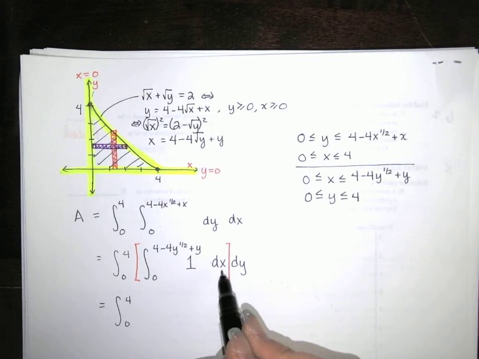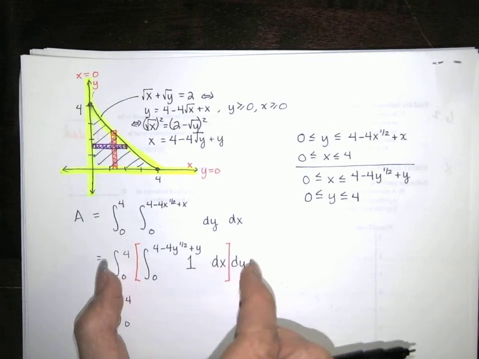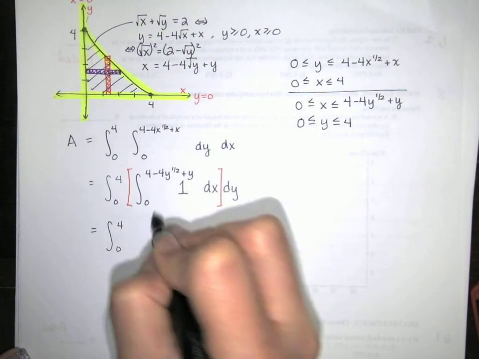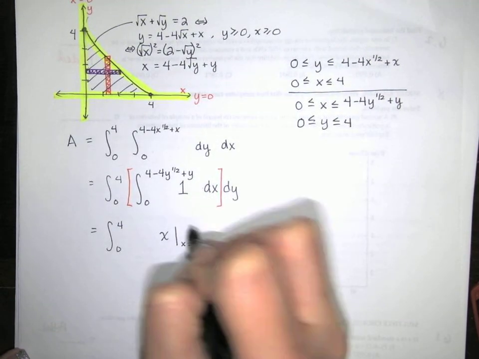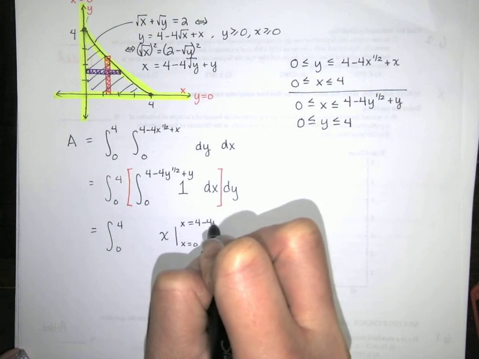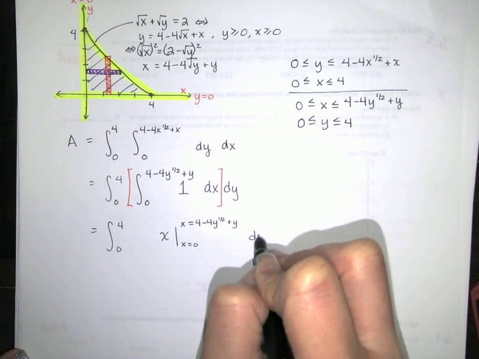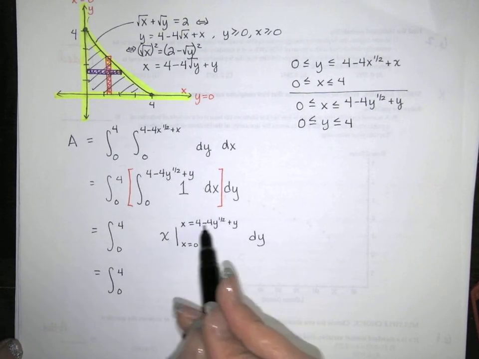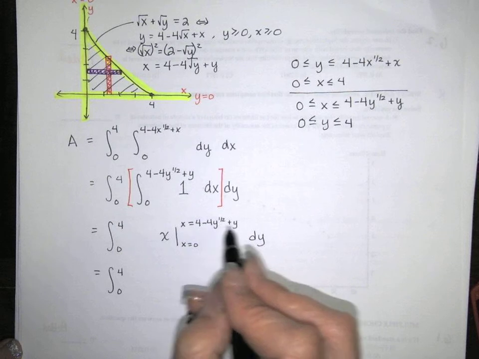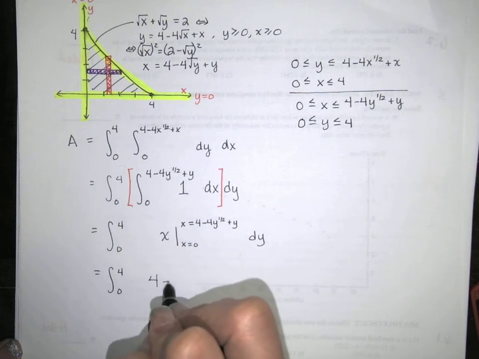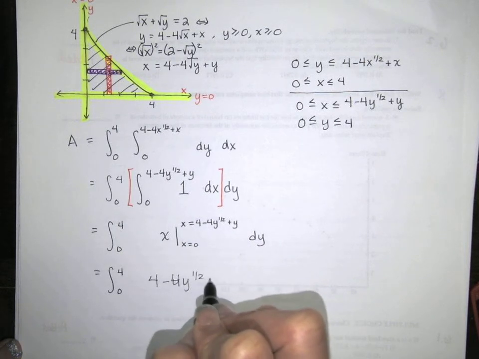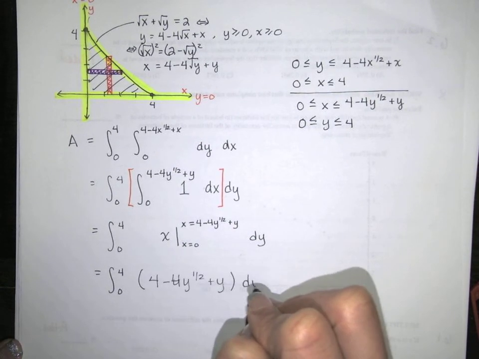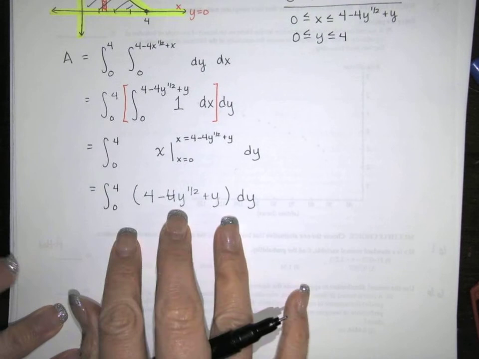We integrate 1 with respect to x. You always work on the inside first and work your way out. The integral of 1 with respect to x is x, and we're evaluating from x equals 0 to x equals 4 minus 4 times y to the 1/2 plus y. So you're replacing the x's with these functions of y. When we replace x with this, we get 4 minus 4 y to the 1/2 plus y, and then we're subtracting 0 by the fundamental theorem, but subtracting 0 doesn't do anything. So we're here. Now we just have a regular calculus 1 integral.